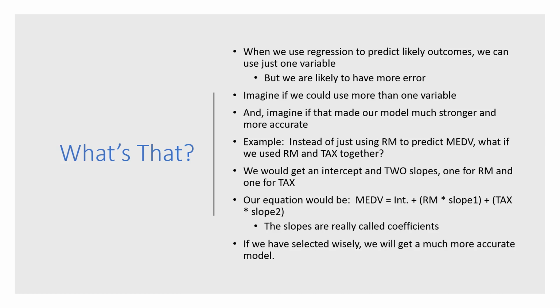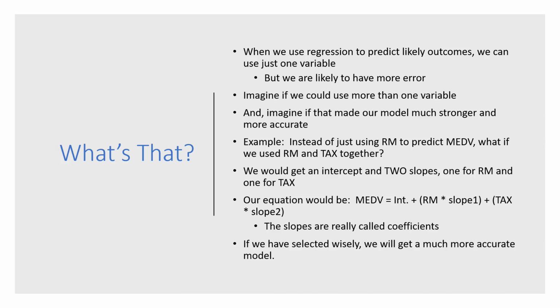So as an example from the Boston housing data set, we could say instead of just using the RM variable to predict the median value, what if we use the RM and the tax variables together? RM can account for some of the variability and tax can account for other parts of the variability, and together they can build a much stronger predictive model.